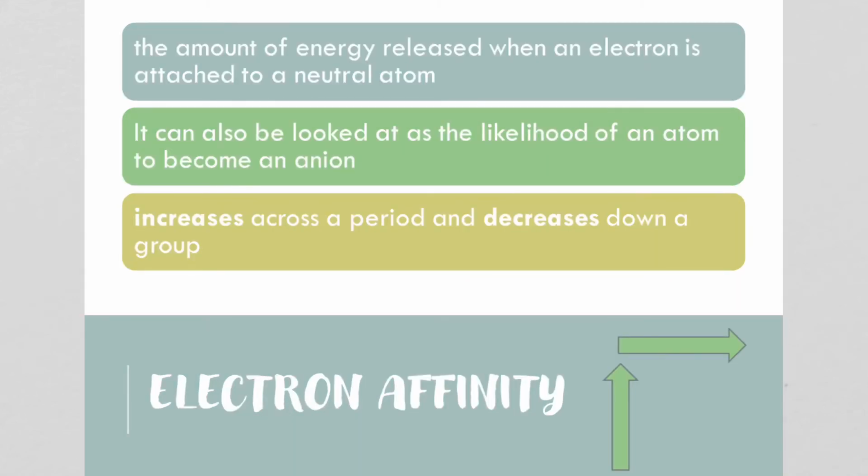So electron affinity is defined as the amount of energy that's released when an electron is attached to a neutral atom. So when it becomes an ion, an anion. It can also be looked at as likelihood of an atom to become an anion. So this one increases across a period and then decreases down a group. So increases up the group and then across the period. So atoms over here are most likely to become anions. They have the strongest electron affinity, whereas the ones down here at the bottom of the group have the lowest electron affinity.